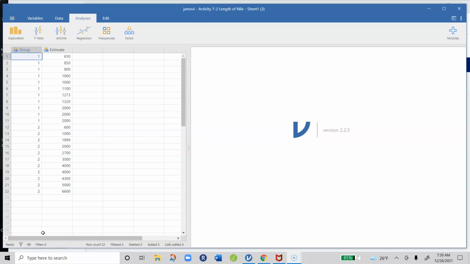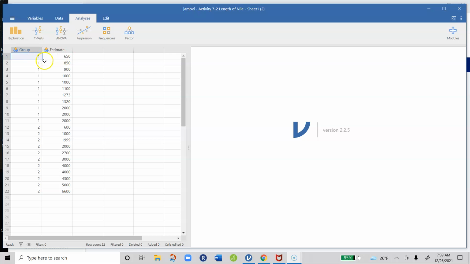So we have each person's estimate for how long they think the Nile River is here in this second column. The second group is asked, well, do you think that the Nile is longer than 3,000 miles long? And then after that, they're asked, well, how long do you think it is? And then we record their estimate. So we have estimates from 22 different people here.